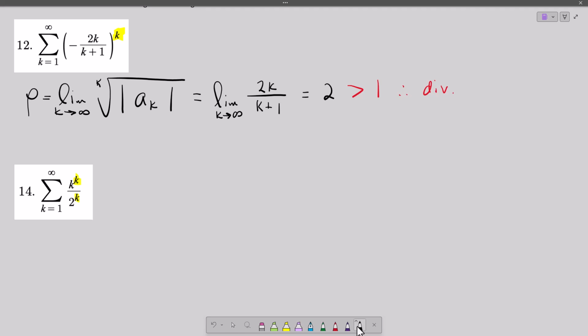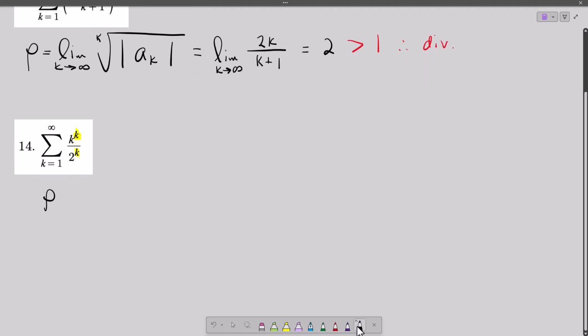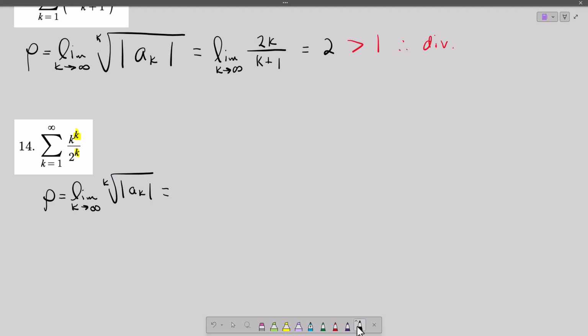Let's take a look down here for the root test. So rho is going to be the limit as k goes to infinity of the kth root of the absolute value of a sub k. Well, there are no negatives here, so the absolute value is meaningless. But for the kth root, we just take away both kth powers. So we get the limit as k goes to infinity of k over 2, which is infinity. Which is bigger than 1, therefore we have divergence.